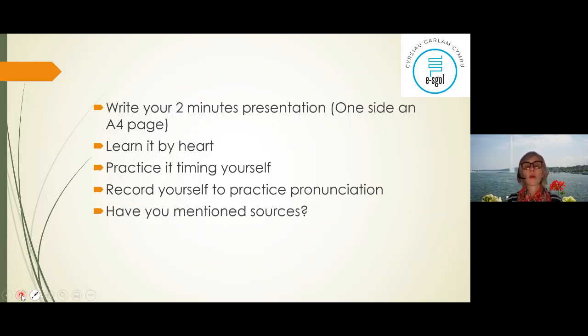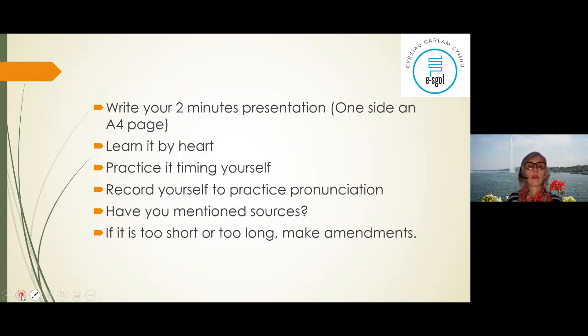Then always check if you mentioned your sources. Oh yes, I have. Or no, I should mention it. So add a source to, in fact, the source is your example to support your opinion. And if it's too short or too long, make amendments. It's rarely too short. It's often too long. So you need to make amendments, but keep those ideas somewhere because they can be useful for the discussion.